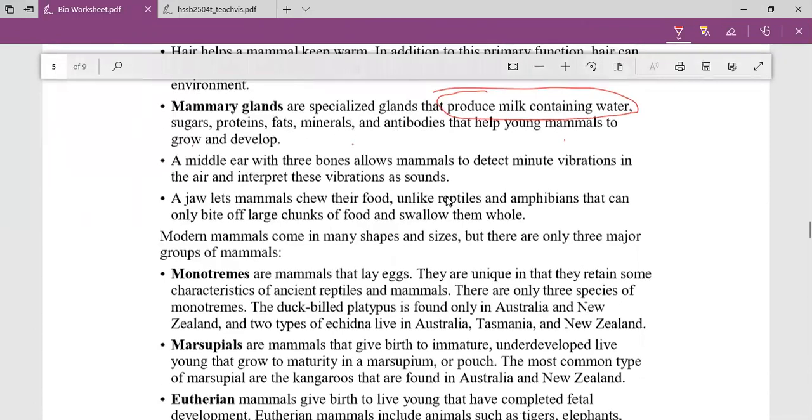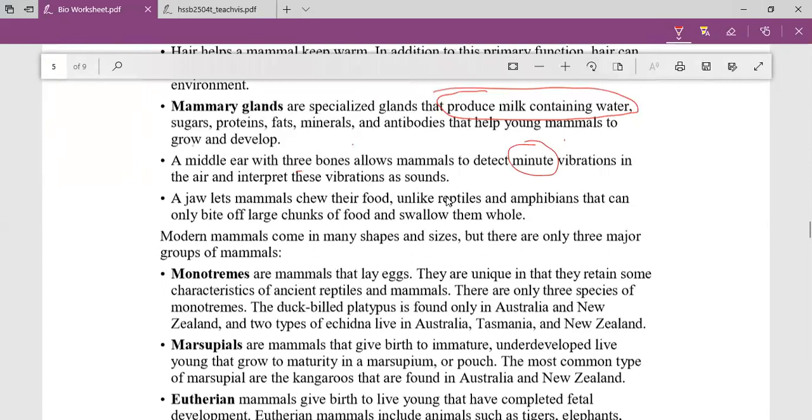A middle ear with 3 bones allows mammals to detect minute vibration, no matter how small the vibration is. Because they have a what? Because they have... So it's minute, not minute? No, minute. You think it's minutes?